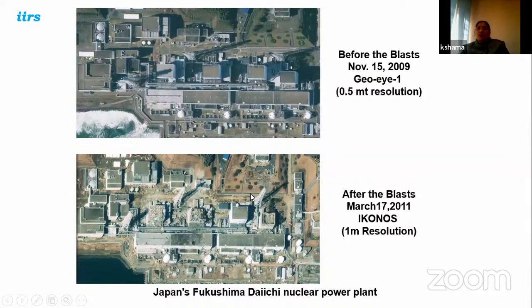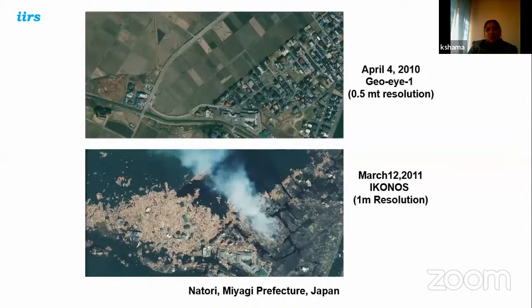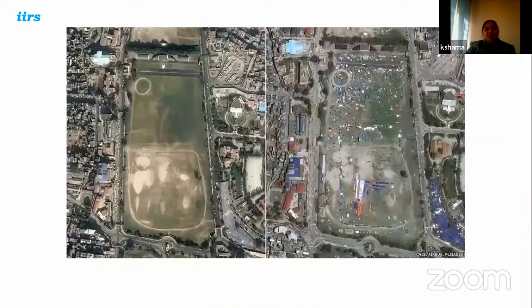So remote sensing images form a very basic and very important input for damage assessment and disaster management. You can see some more examples here. If you take this building as your reference point, then you can see the amount of damage that happened in this area. So this way it can be easily used for damage assessment.